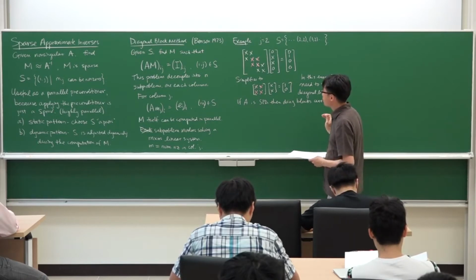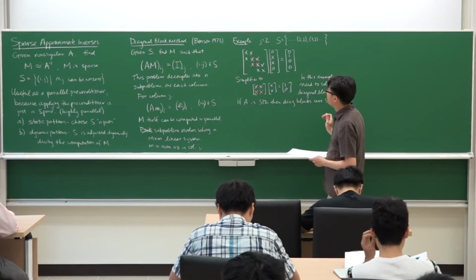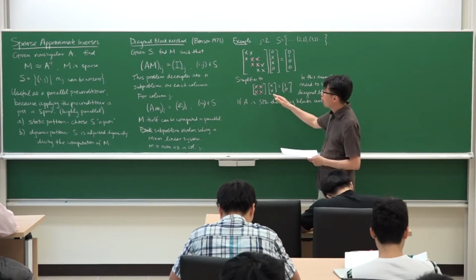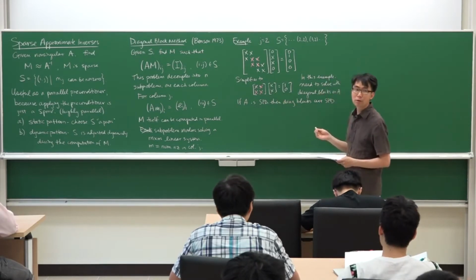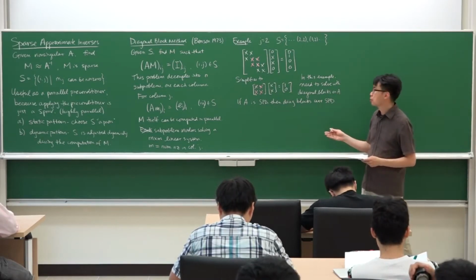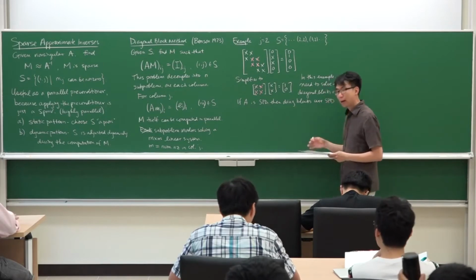Another observation is that in general, when we compute all of the entries in M, we might not use all of the entries in A. Okay, it depends on how you choose the sparsity pattern. So that could be good or bad.